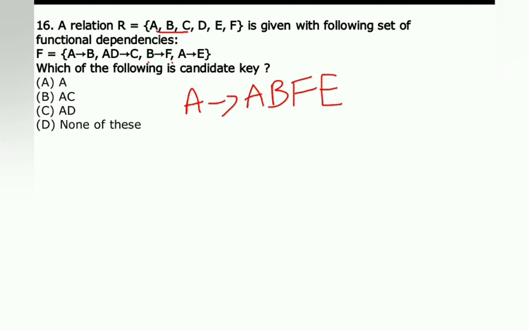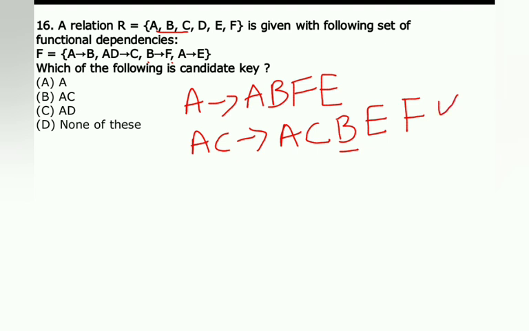Next, we will check AC. So AC implies AC, and what is the right hand side of A and C? The right hand side of A is B, E, right? And the right hand side of B is F, and C is not given. So AC, B, F. Here it is not completely satisfying the relation R, so it is also not a candidate key. So A is also not a candidate key.